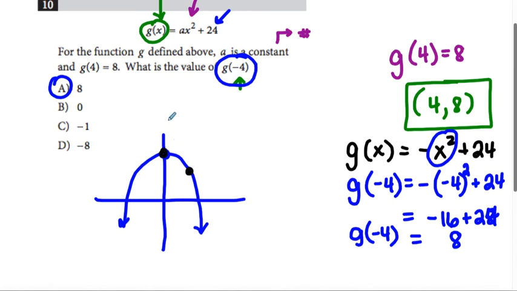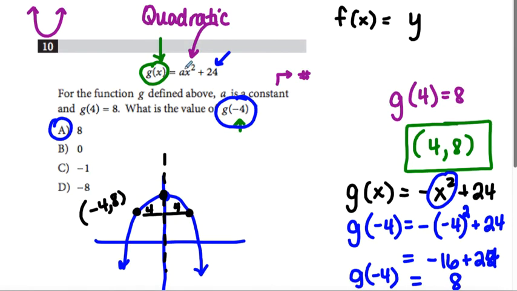Remember, we have a line of symmetry going right down the vertex. So over here, it would have to be -4, 8, because it would have to be 4 this way and 4 this way. And so that point would be -4, 8. So that's another way to think about it, which is why I say it's really important when you look at a function to think about all the different things that you know about the function.